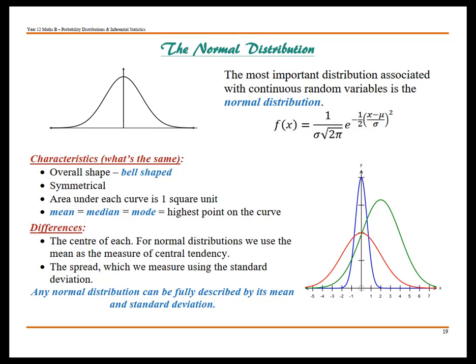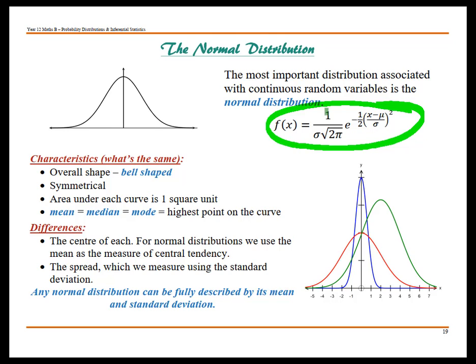This video looks at the normal distribution. Now, unlike the binomial distribution, the normal distribution is associated with continuous random variables. So remembering binomial is discrete, normal is continuous. Now, there is a formula for the normal distribution, which is here, but you don't need to remember that.